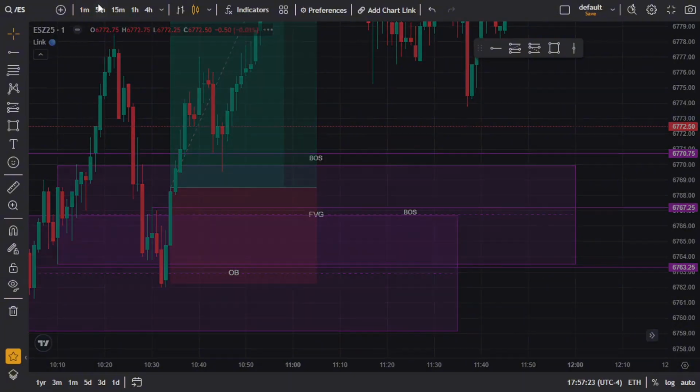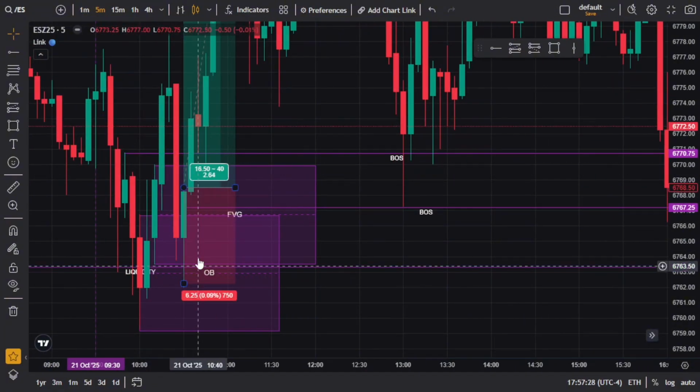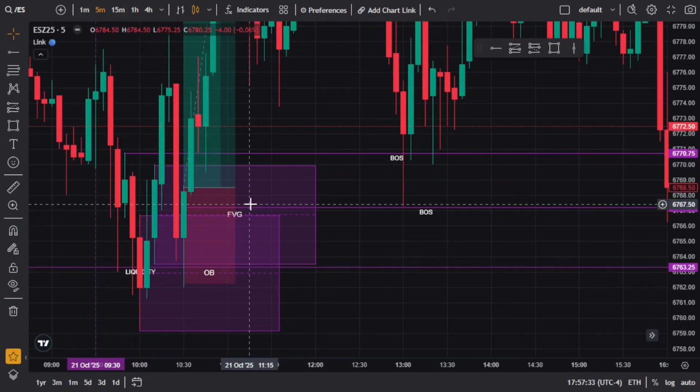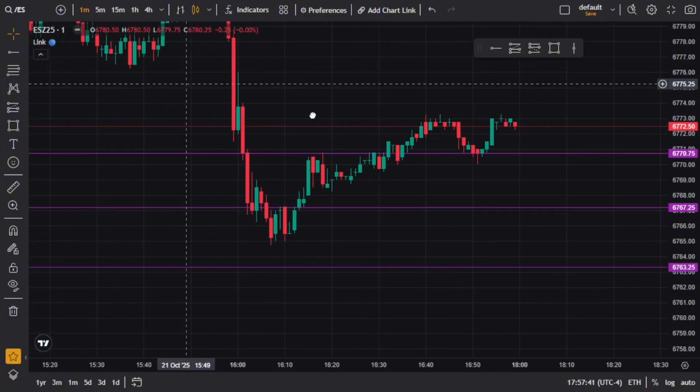So on the 5 minute here, we wait for price to come to that zone. We wait for it to come back into that zone. Once it hits any of these midway areas of these fair value gaps or order blocks, we're going to scale down to an even crazier time frame, right? This is where everything gets hectic.